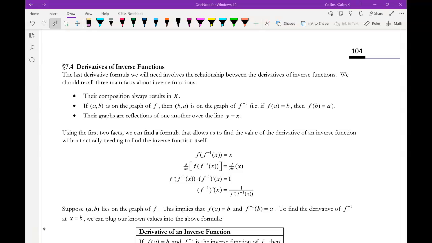If the ordered pair a comma b is on the graph of f, then b comma a is on the graph of the inverse of f. And lastly, the graphs of inverse functions are reflections of one another over the line y equals x.